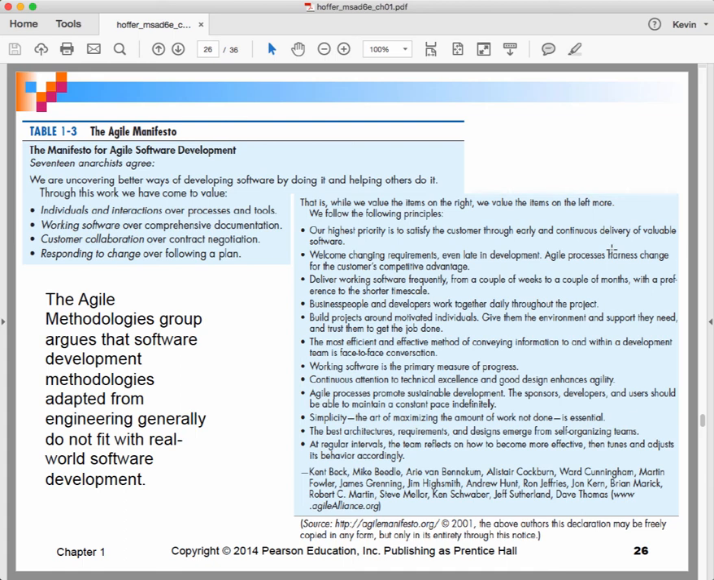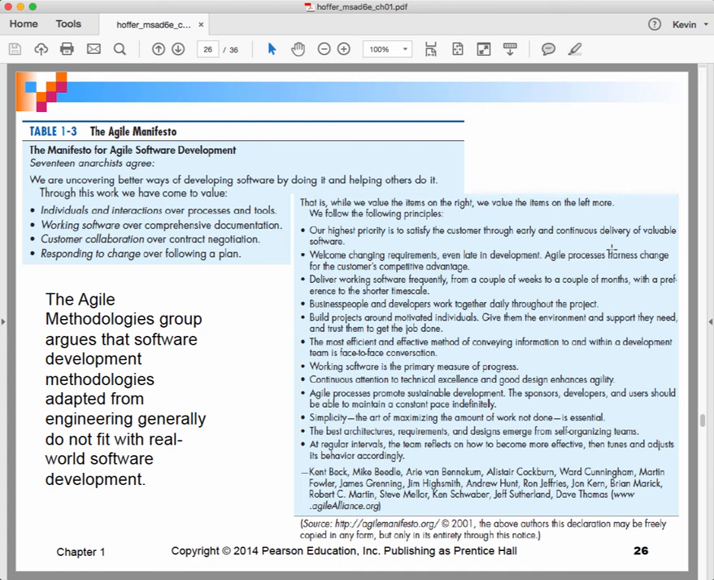The best architectures, requirements, and designs emerge from self-organizing teams. So again, if you go back to the heyday of software engineering, it was this kind of top-down, authoritative approach: we have the best ideas, and we can impart them to the team who will go implement them. Not these guys. They want a small, really bright team, and they're going to organize themselves, and they're going to build a great product.